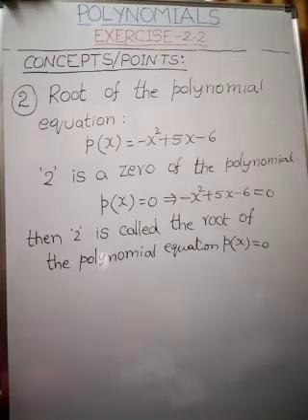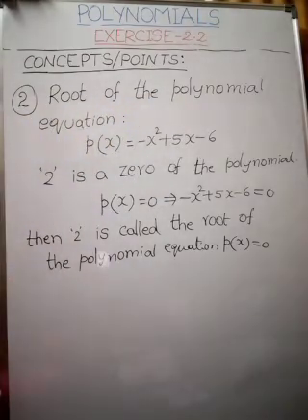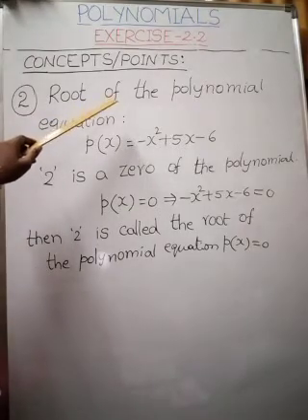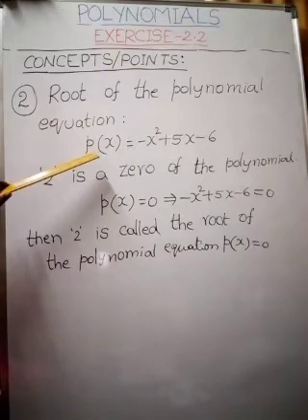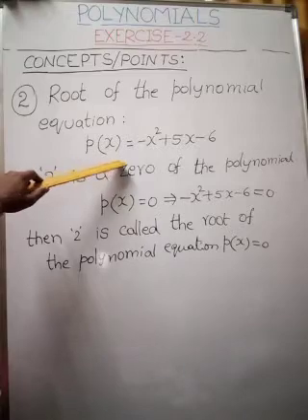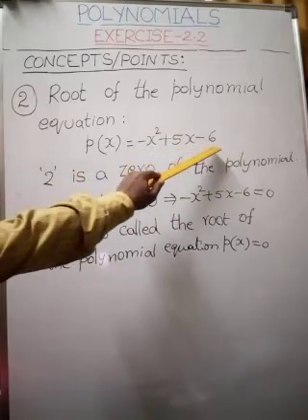In the first point, we have discussed the 0 of a polynomial. Okay, my dear children? Now come to the second point, second concept, root of the polynomial equation. It is linked with the first point. It is a continuation of the first point. Okay, my dear children? So here, to understand this concept clearly, let us take the same polynomial that I have taken in the previous examples. I have taken the same polynomial p of x is equal to minus x square plus 5x minus 6.